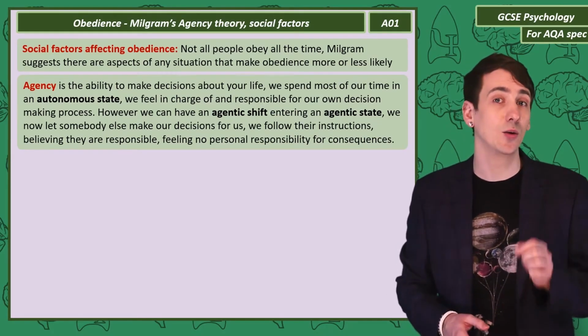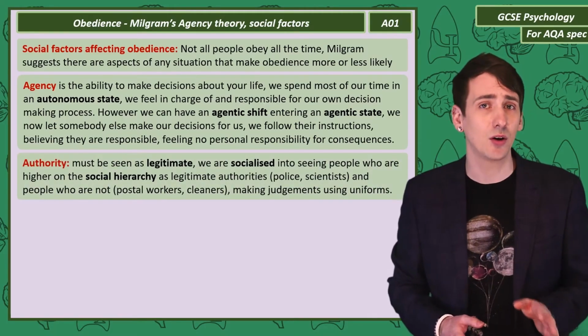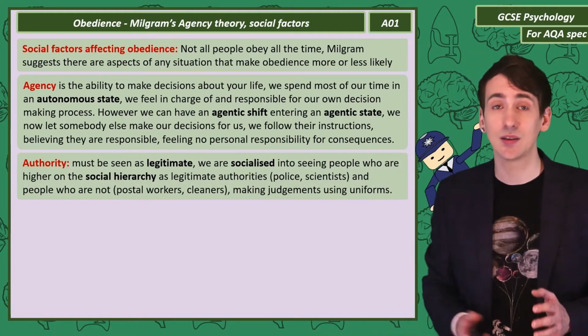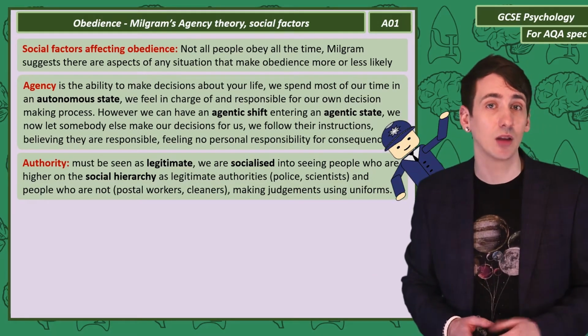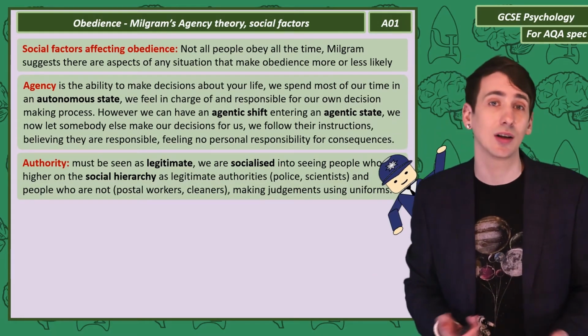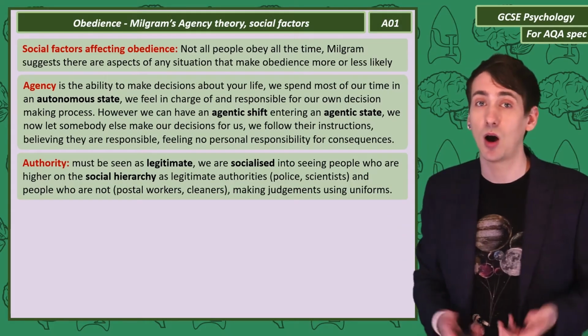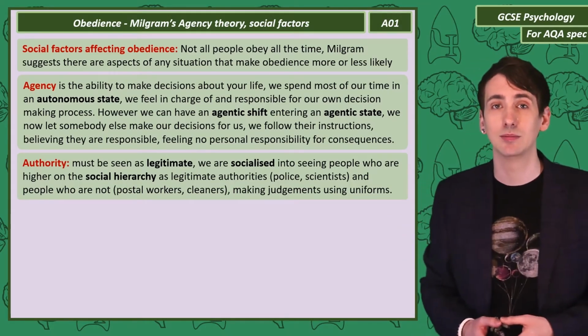Authority. We learn who is and who isn't a legitimate authority figure through socialization. We're taught that police and scientists are higher on the social hierarchy than people like postal workers and cleaners. We will often make judgments on if we should obey on the uniforms that people wear.